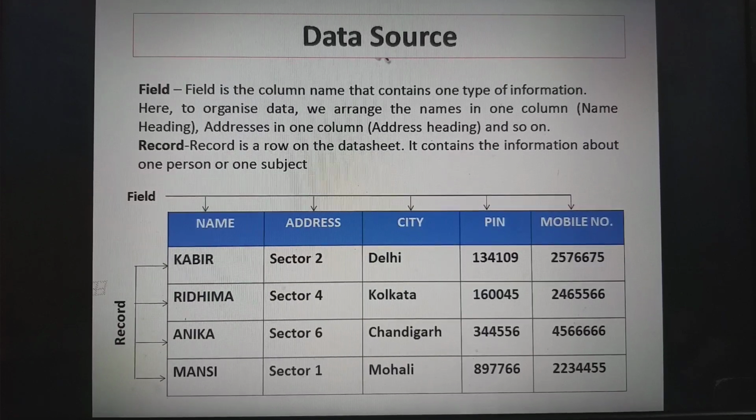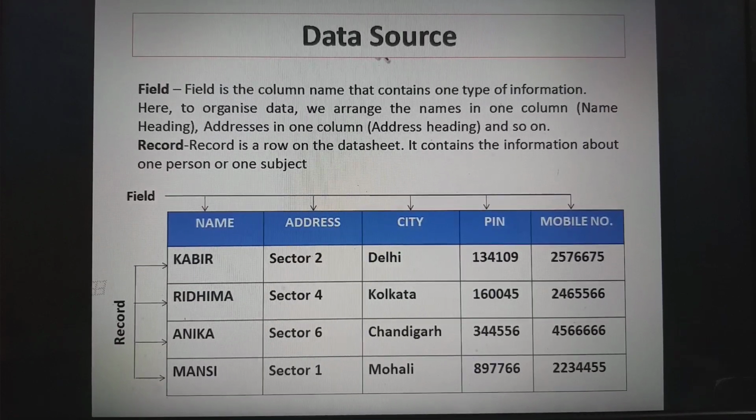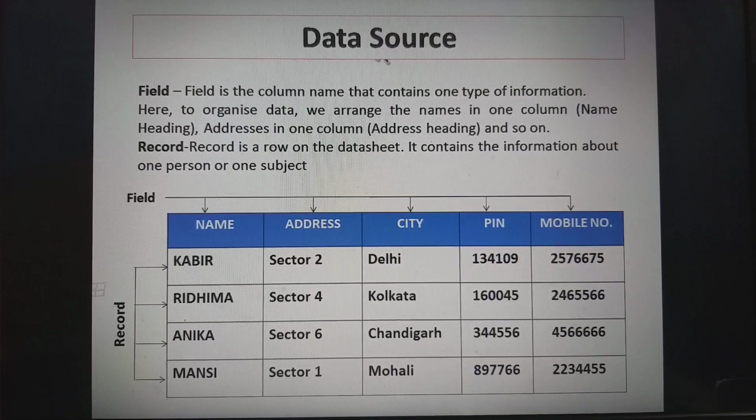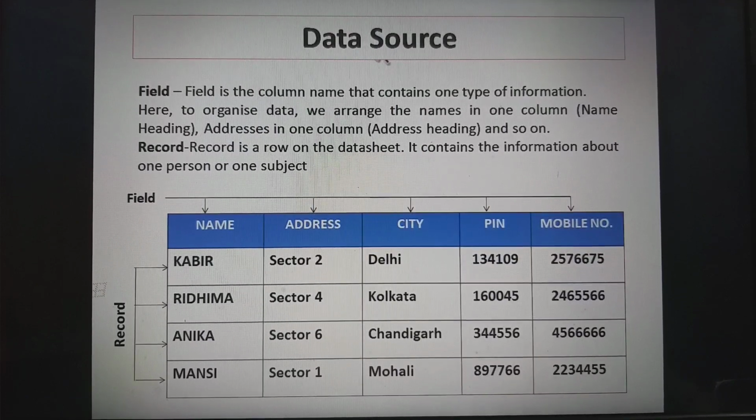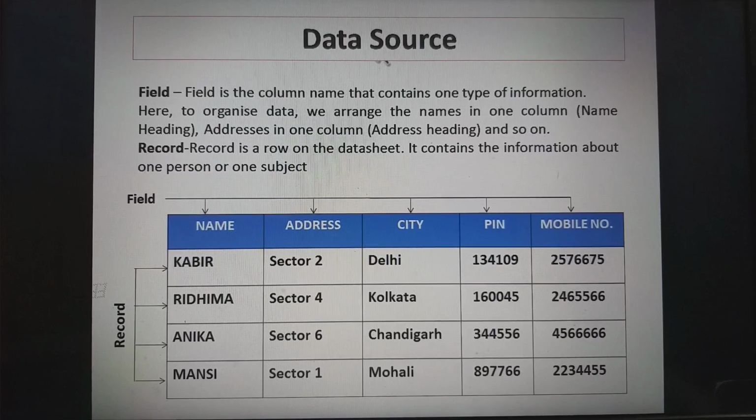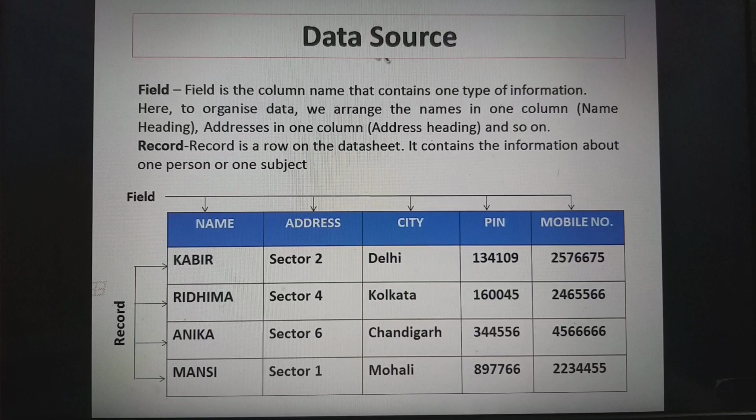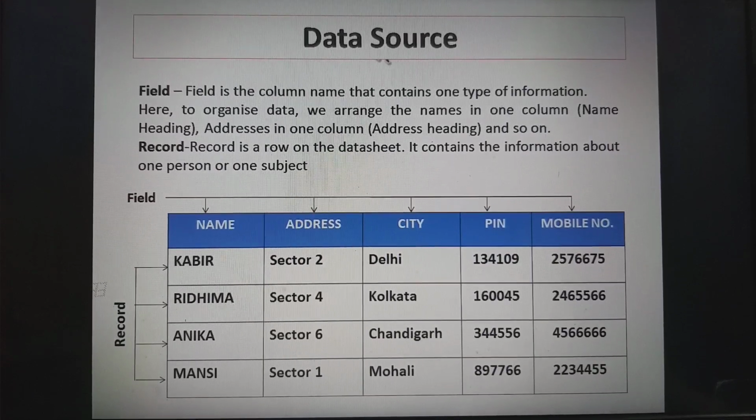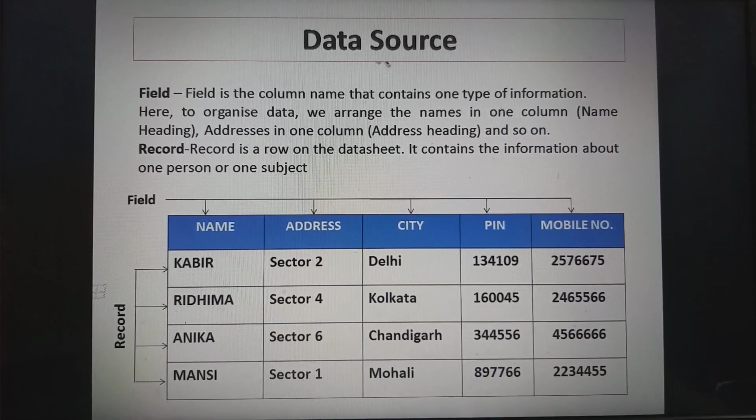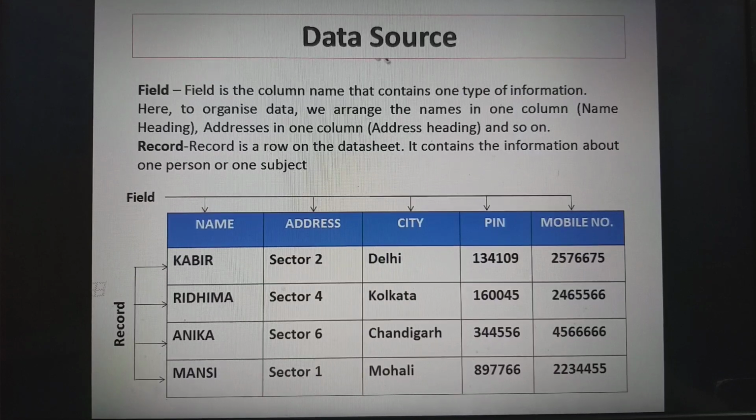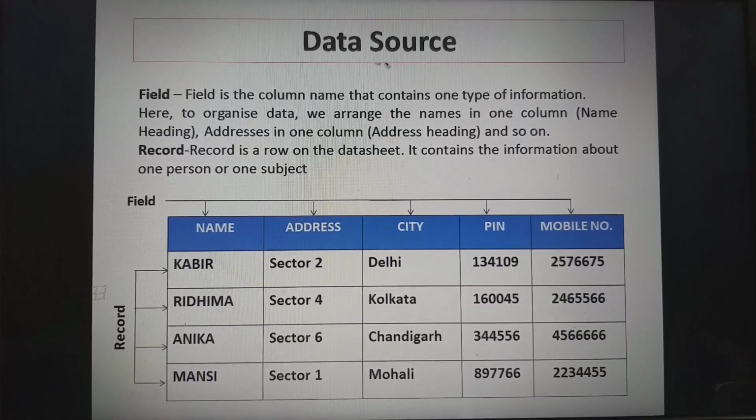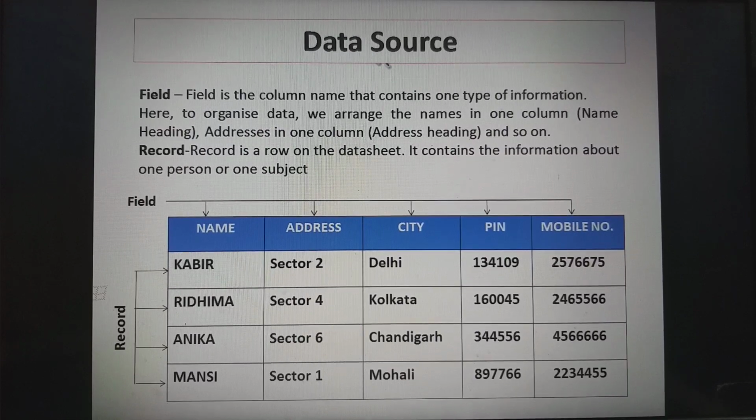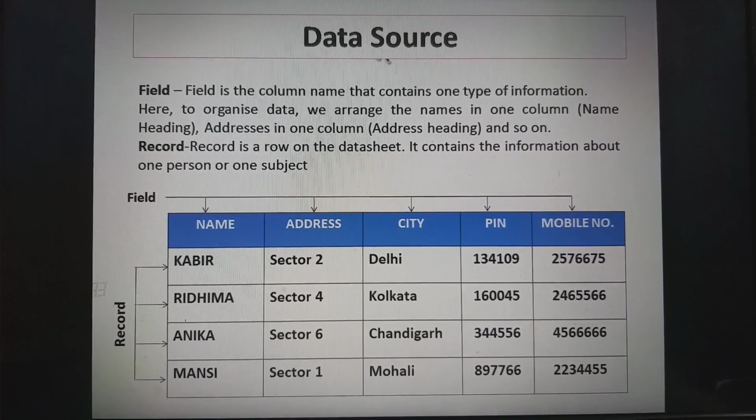Now see record. Record is a row in a datasheet which contains values for all the fields. Here in this table you see name of the person is Kabir, his address is Sector 2, Delhi, his PIN number is 134109 and mobile number is 2576675, which provides you the complete information of Kabir. In this way, we can find out the complete information of other students from the table.